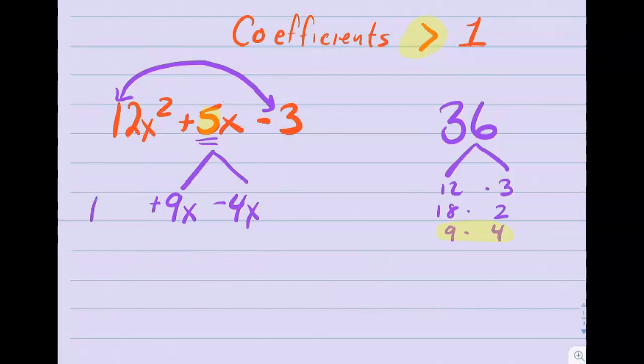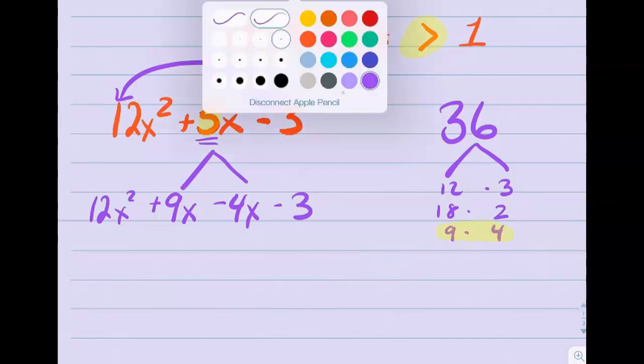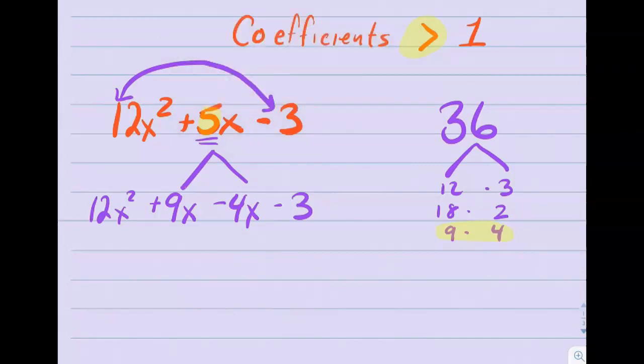Then I bring down the first and last term again. So I basically now have no longer a trinomial. I have a polynomial of 4 terms. They don't call them quadnomials or fournomials. They're just called 4-term polynomials. So then what I do is I group the first two and the second two.